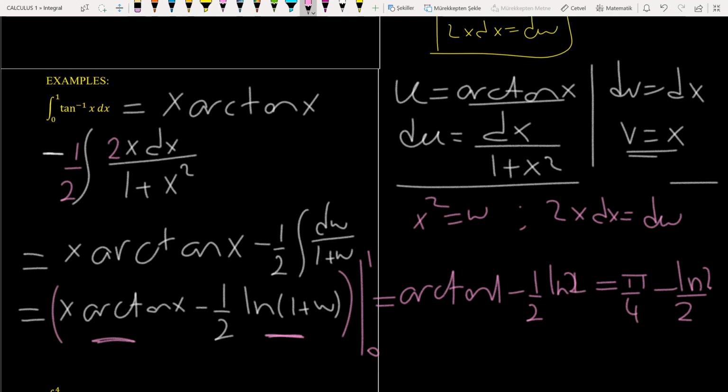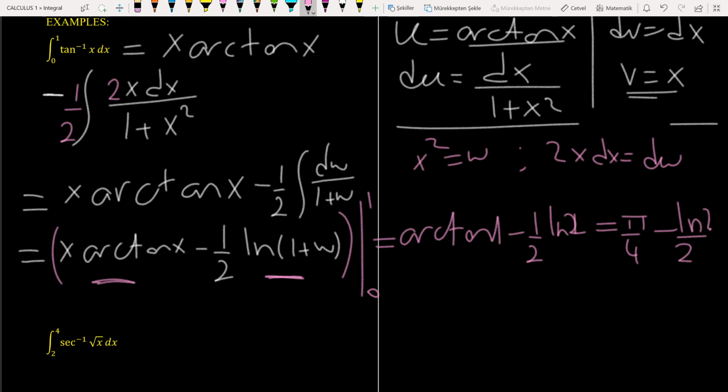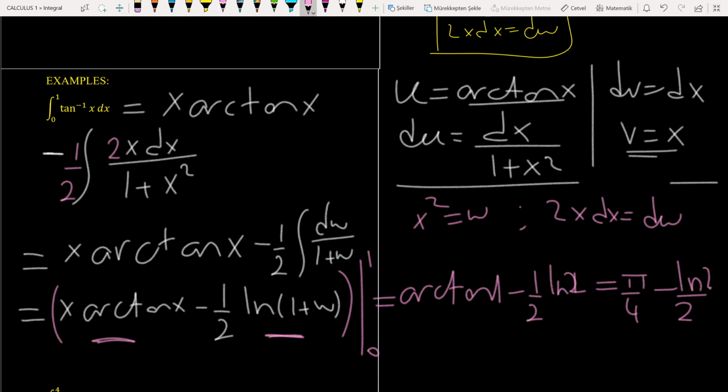If you prefer to convert the boundaries of integration, you may use, okay, I think it's enough for this problem. Let me show the second way in the next questions.